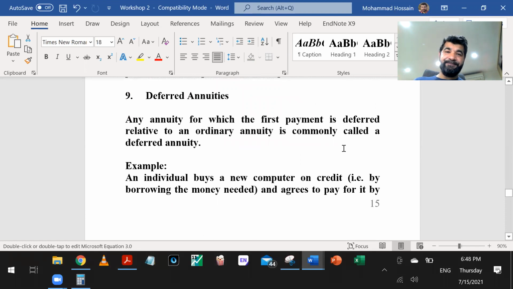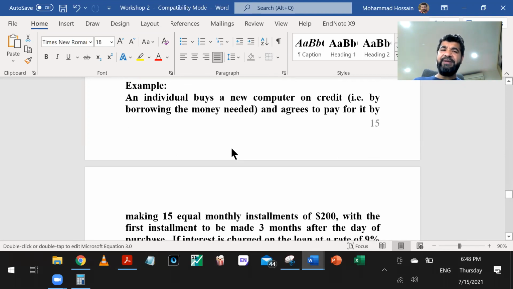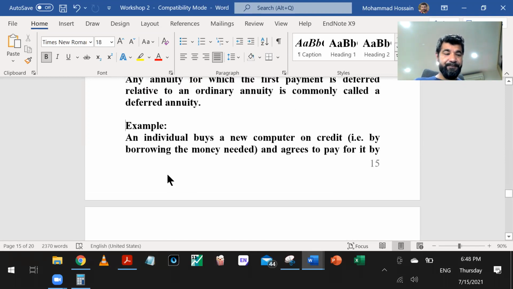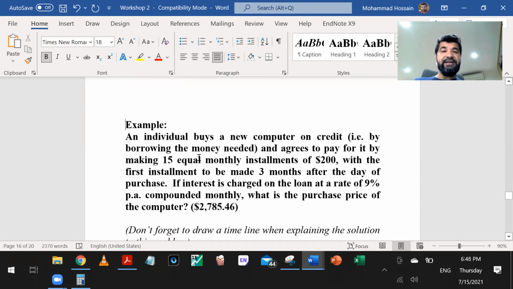Deferred annuity. A deferred annuity says an annuity for which the first payment is deferred relative to an ordinary annuity is commonly called a deferred annuity. What do they mean? So they gave an example here.